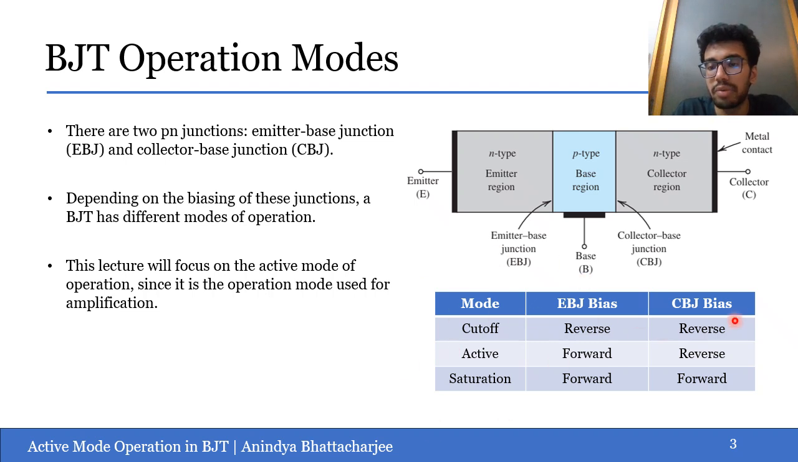We have a cutoff mode where both the junctions are reverse biased and no current flows. We have a mode called active mode where only the emitter base junction is forward biased and the collector base junction is reverse biased. And we have a saturation mode where both the junctions are forward biased. In this short lecture, we will be specifically focusing on the active mode of operation because it is typically used in amplification applications, which we will study further.